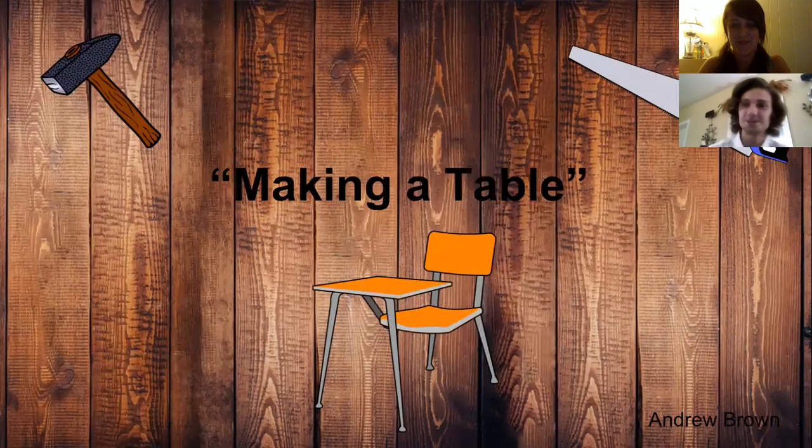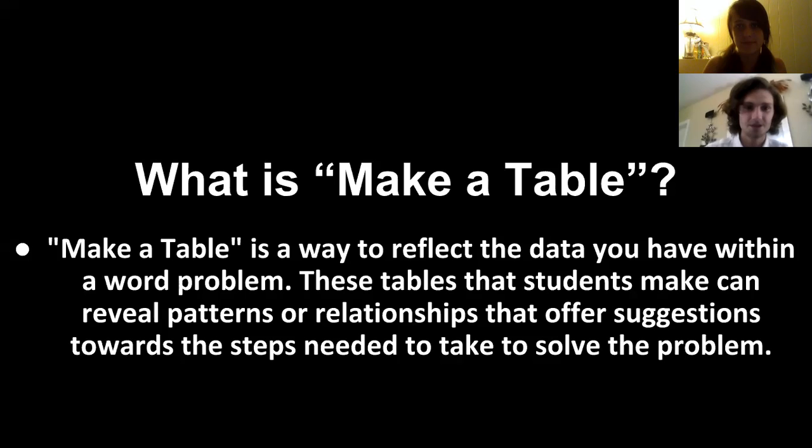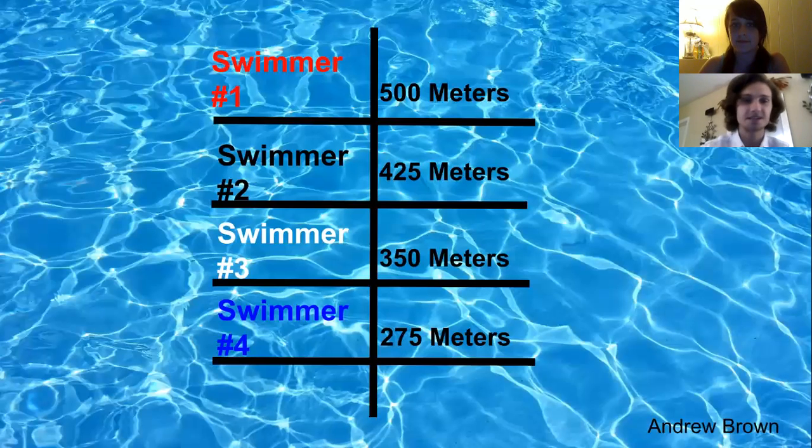Well, my name is Andrew Brown, and I will be showing everybody how to make a table reflecting the patterns and relationships that suggest how a particular problem can be solved. So the question is, what is make a table? Well, make a table is a way to reflect the data that you have within a word problem. These tables that students make can reveal patterns and relationships that offer suggestions towards the steps needed to solve the problem.